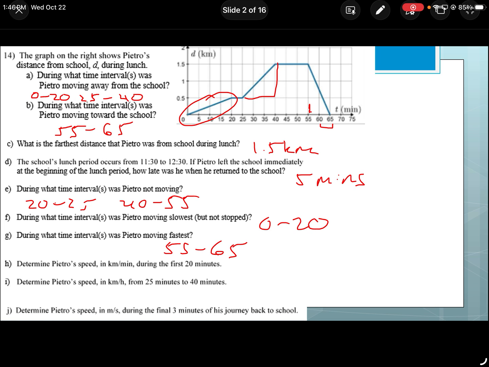Determine Pietro's speed in kilometers per minute during the first 20 minutes. Because he's going 0.5 kilometers in 20 minutes, and it's asked per minute, what you're going to do is divide this by 20, because you want this to become 1. So you divide that by 20, and I'm going to call it 500 meters. So that's going to be divided by 20 is what, 25?